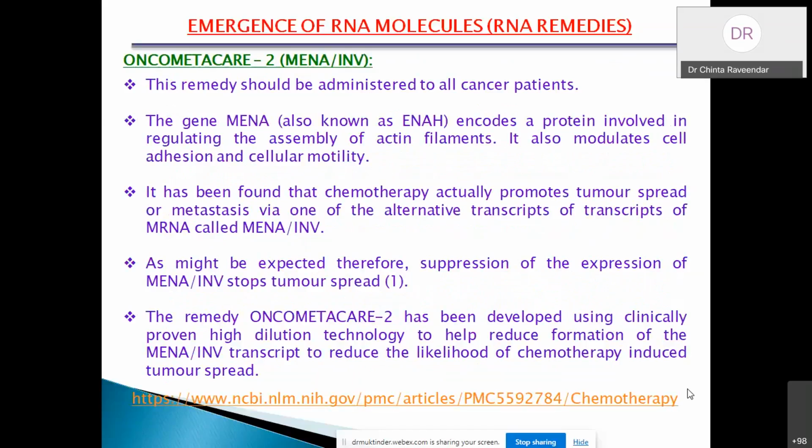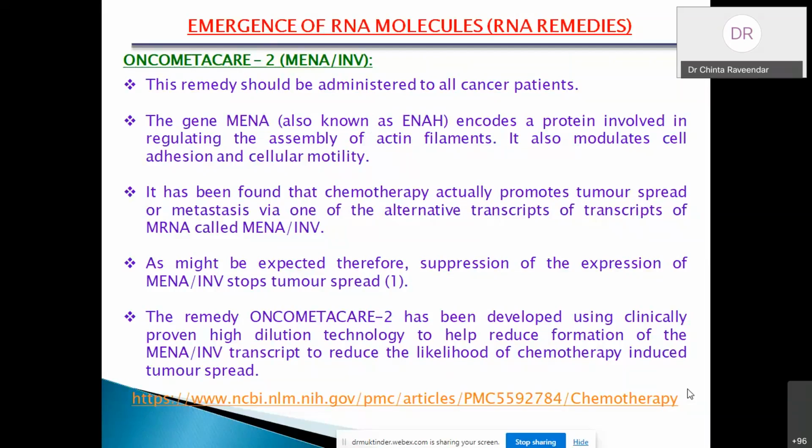Then, coming to the second molecule, that is MENA and IN. This remedy should be administered to all cancer patients. The gene MENA, also known as ENHA, encodes a protein involved in regulating the assembly of actin filament. It also modulates cell adhesion and cellular motility. It has been found that chemotherapy actually promotes tumor spread or metastasis via one of the alternative transcripts of mRNA called ABNC. Critically, when certain chemotherapy drugs are used, rather than arresting the cancer, they promote the metastasis.